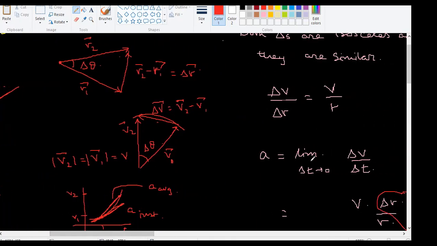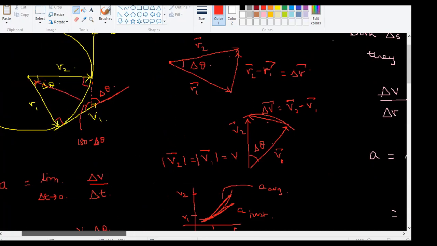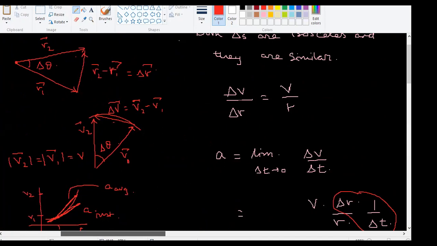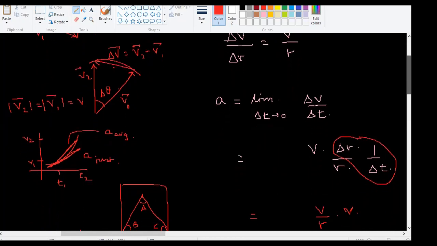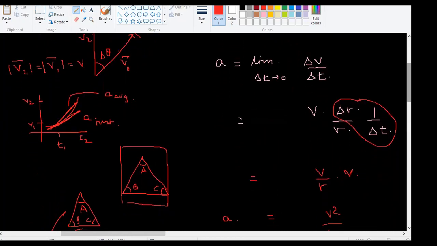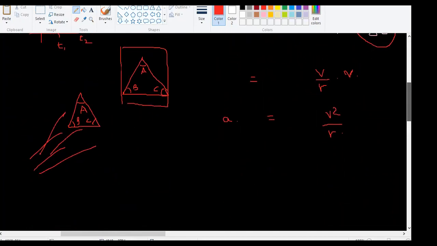Acceleration is nothing but change in velocity by time. Time is a scalar, which means whatever direction you are getting for change in velocity, that must be the direction for the acceleration. So I'm saying change in velocity is in this direction, which means that must be the direction of the acceleration, which is towards the center. Understood, not understood? Understood, sir. Okay, very good. So that means delta V is pointing towards the center.